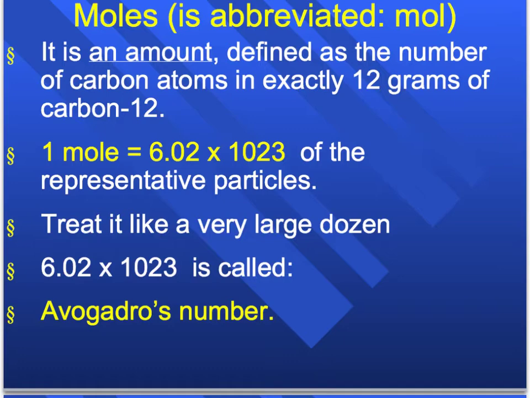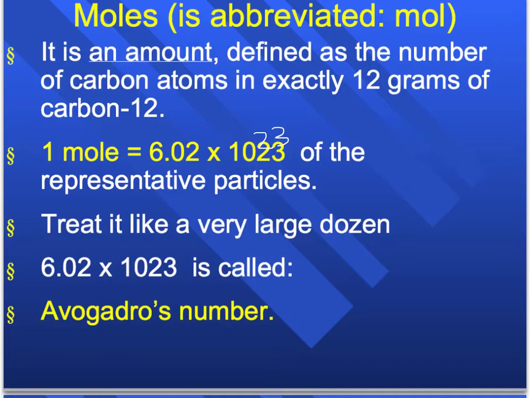The conversion factor that we're going to need for this is that 1 mole is equal to 6.02 times 10 to the 23rd representative particles. So let's first look at this. It says a mole is equal to 6.02 times 10 to the 23rd things, because remember, we use a mole in order to count the number of things. So when I say a mole, it's equal to 6.02 times 10 to the 23rd things. What you want to do is treat it like a very large dozen.